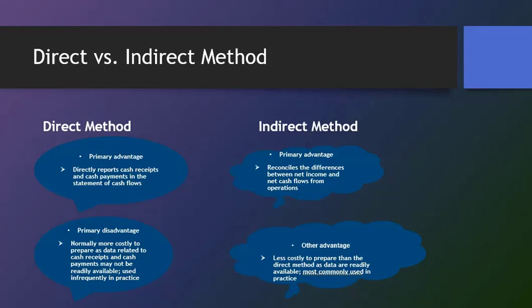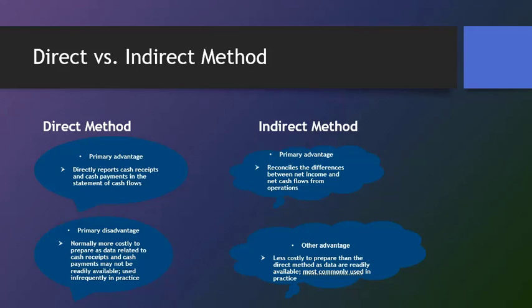With the indirect method, we take, as you might imagine, a little bit of an indirect approach in that we start with net income and then we reconcile back to our operating cash flows. So we start with net income, we adjust for any non-cash items, and we adjust for the changes in our working capital accounts. That's our current assets and our current liabilities. And this allows us to calculate the net cash flow from operations.